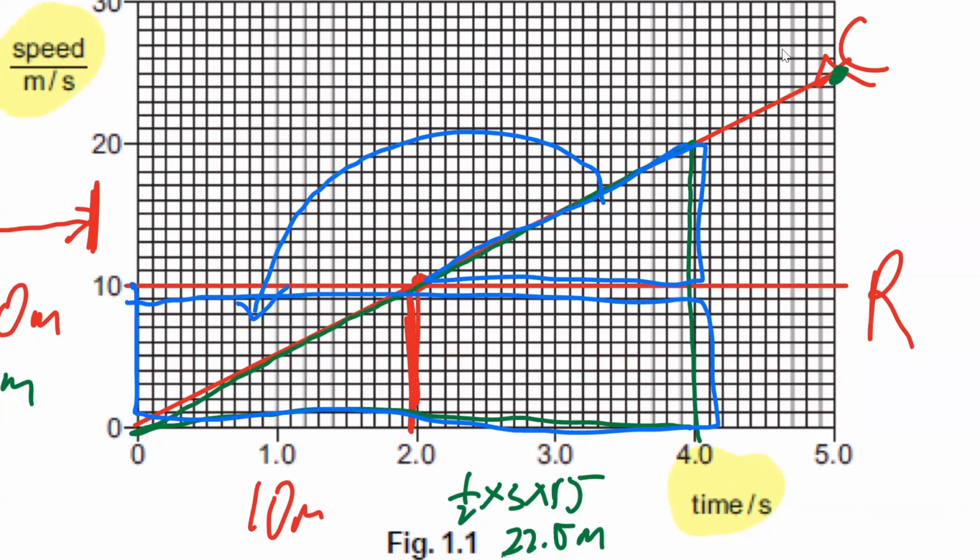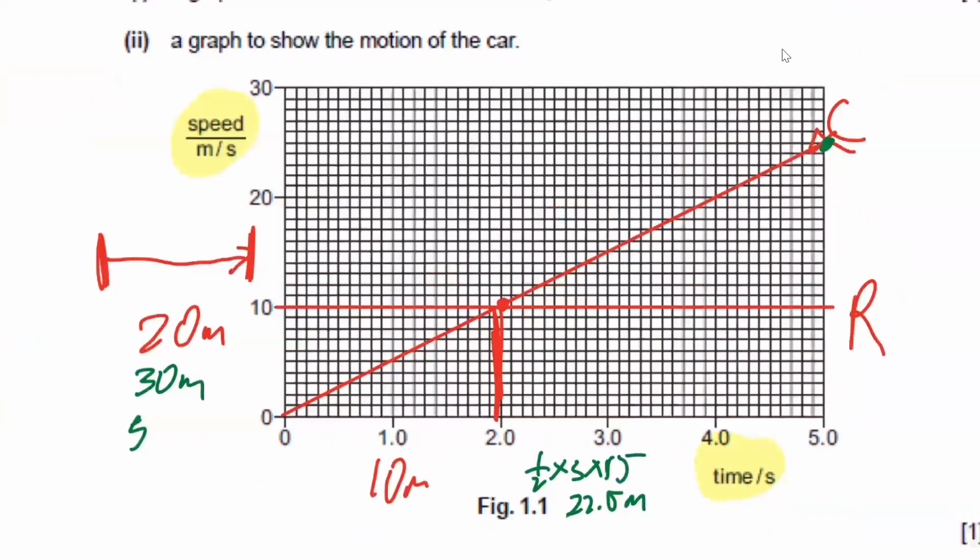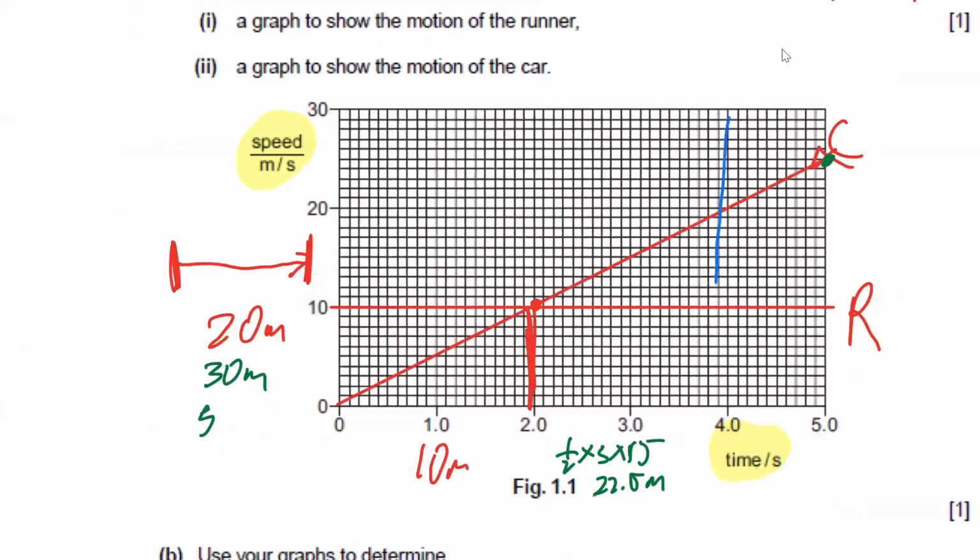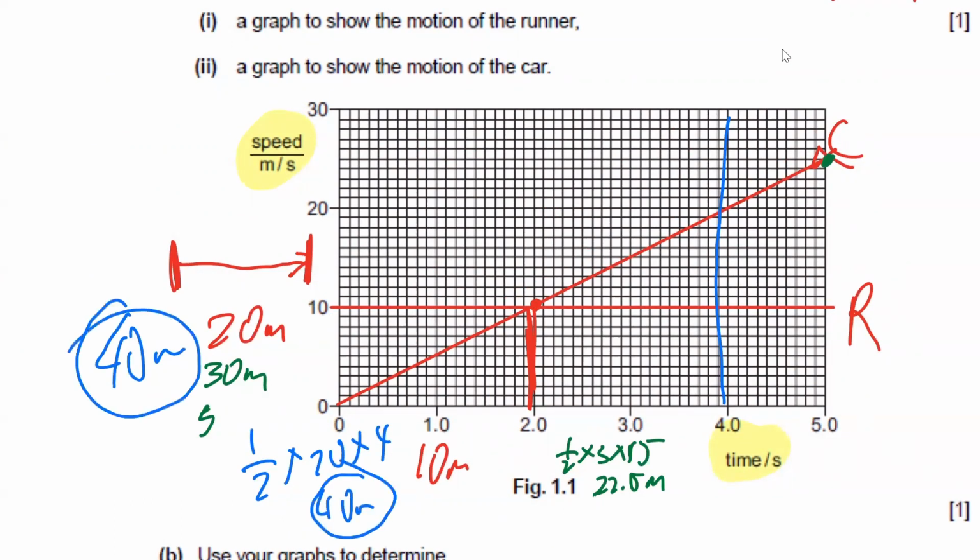And if you don't want to do it creatively, you can do it mathematically. If I do it mathematically at 4 seconds, here will be 40, for sure. And then the triangle will be half times 20 times 4, which is also going to be 40 meters. Can you get it?